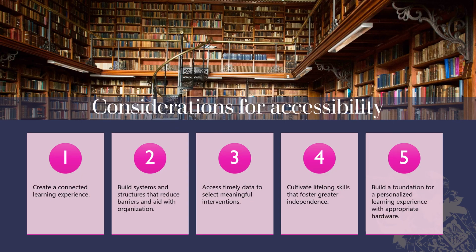So there are 5 particular considerations we need to have in mind for accessibility. And we're going to look at the first 3 of those in detail in today's session. So first of all, trying to create a connected learning experience. Second, building systems and structures that reduce barriers and aid organisation. Thirdly, accessing timely data to select meaningful interventions.